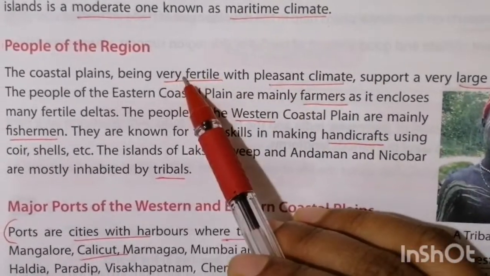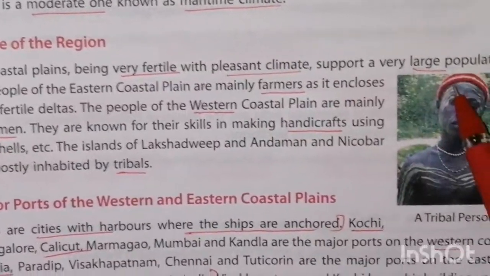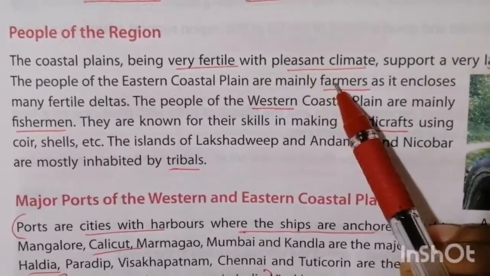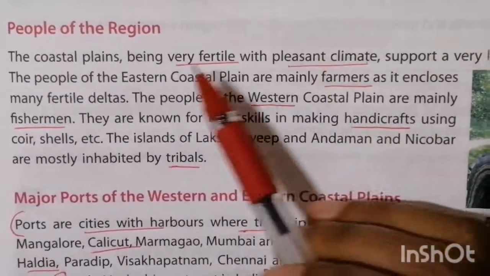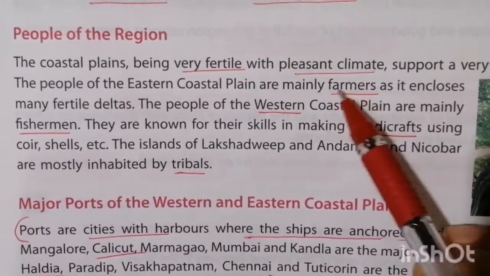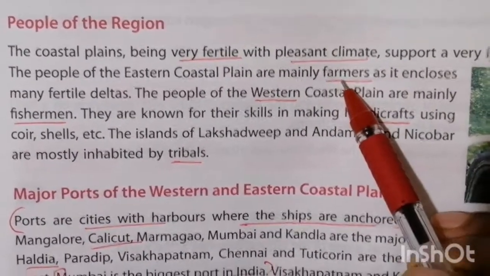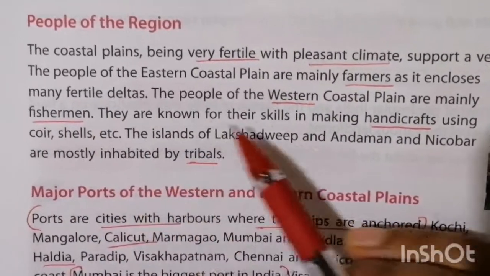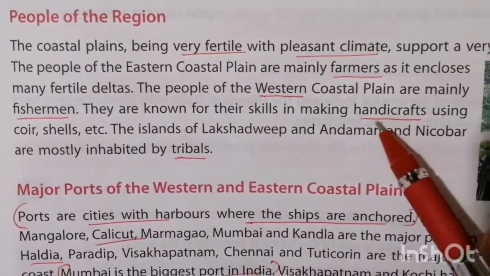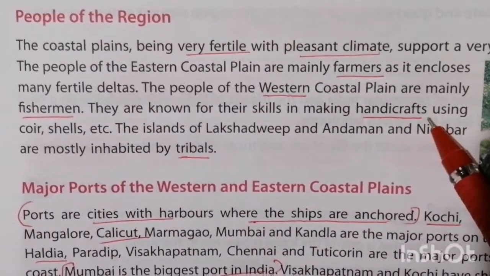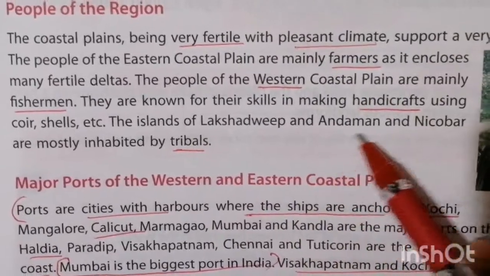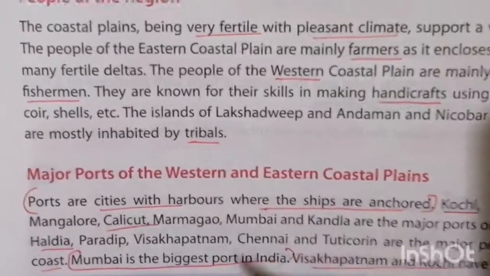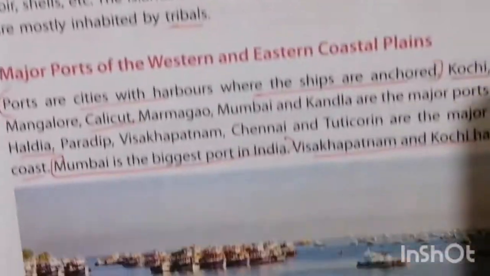So when you have fertile soil and good climate, the population will be very large there. In the eastern coastal plain, the occupation of the people is mostly farming. But in the western coast, they are fishermen. And a few of the others are also good handicraft people. The islands of Lakshadweep and Andaman are mostly inhabited by tribals. Now, which are the major ports?